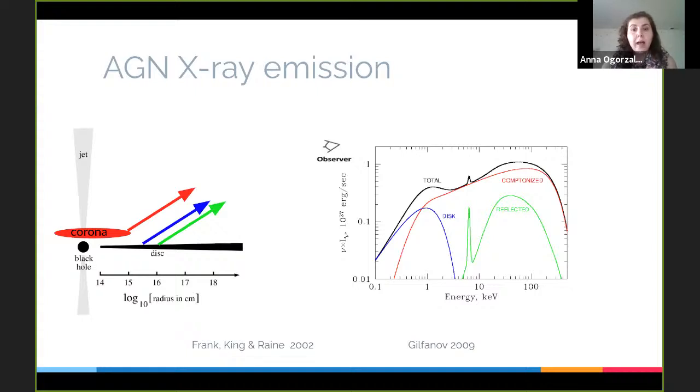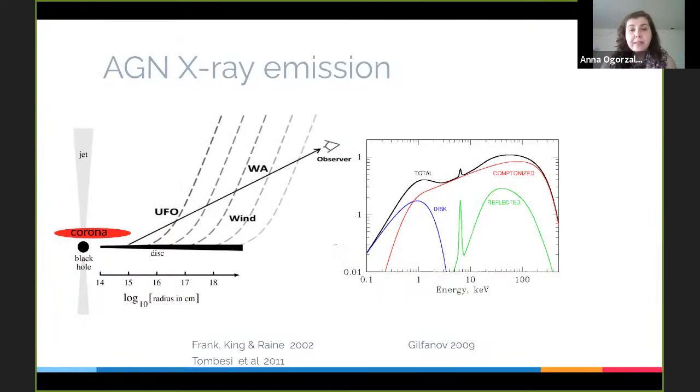Okay, so now let's consider what happens when we add a disk wind to this picture. We add winds, shown here conceptually with dashed lines. And as we said before, these outflows originate at the accretion disk further from the black hole than jets, and they cover wide solid angles. So we see that the outflowing gas actually interrupts the continuum radiation on its way to an observer.